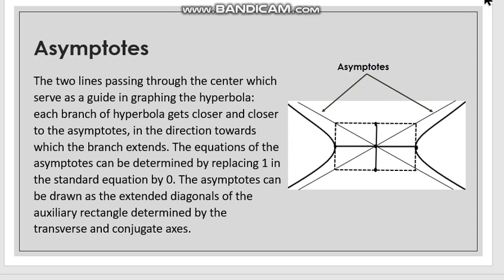So these are the asymptotes. They are two lines passing through the center which serve as a guide in graphing the hyperbola. Each branch of the hyperbola gets closer and closer to the asymptotes, which is why we call them asymptotes, in the direction towards which the branch extends. The equations of the asymptotes can be determined by replacing the 1 in the standard equation by 0. The asymptotes can be drawn as the extended diagonals of the auxiliary rectangle determined by the transverse and conjugate axes. So here are the asymptotes of the hyperbola.